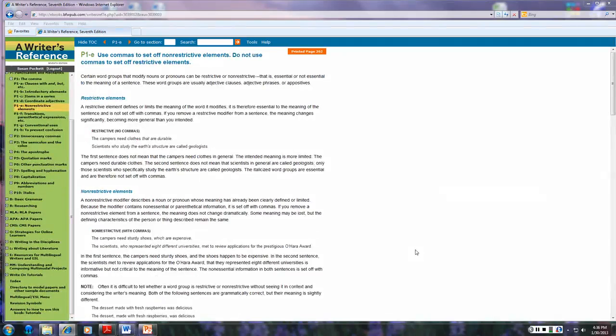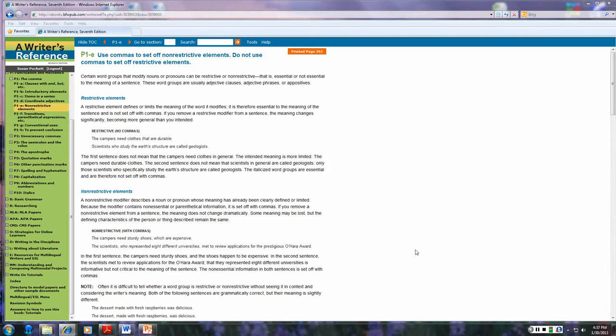Non-restrictive elements are elements that are not necessary for the meaning of the sentence. And this is a little confusing, I always feel, but think about it: if you take that phrase or clause out, that non-restrictive element, the sentence can still stand and mean what you intended for it to mean. Look at the example under non-restrictive. It says, the scientists, who represented 8 different universities, met to review applications. We don't need to know that they represented 8 universities to understand why they met.